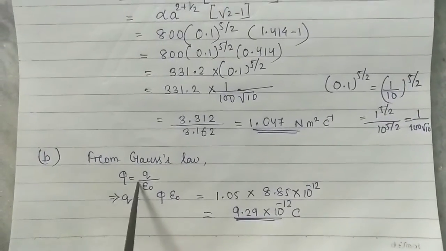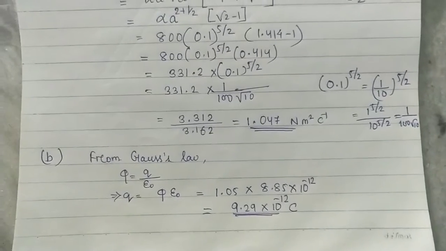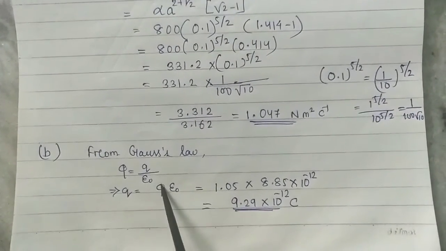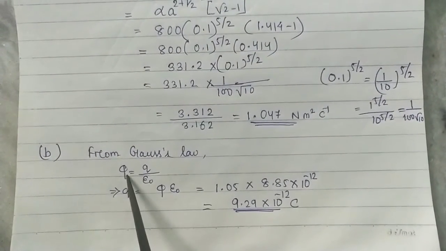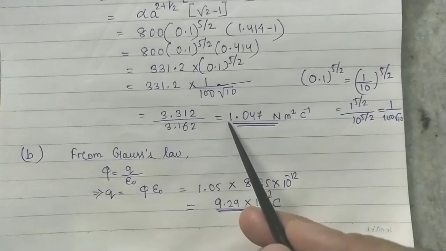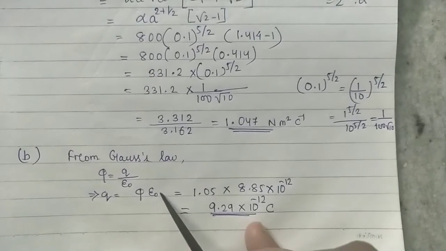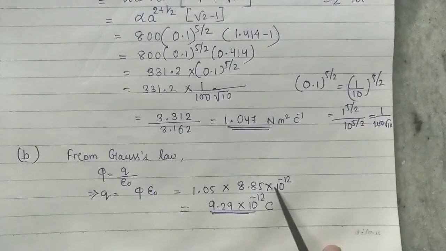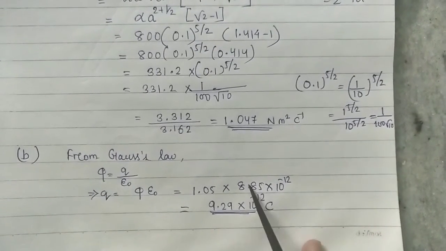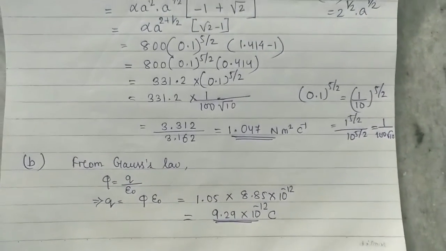Next is to find the charge enclosed. We know Gauss's law. From Gauss's law we can write flux phi equal to q by epsilon naught. So q equals, cross multiplying, phi epsilon naught. What is phi? We have found the flux 1.047, or it is equal to 1.05, into epsilon naught value 8.85 into 10 to the power minus 12. If you multiply, you get 9.29 into 10 to the power minus 12 coulomb. So this is the answer.